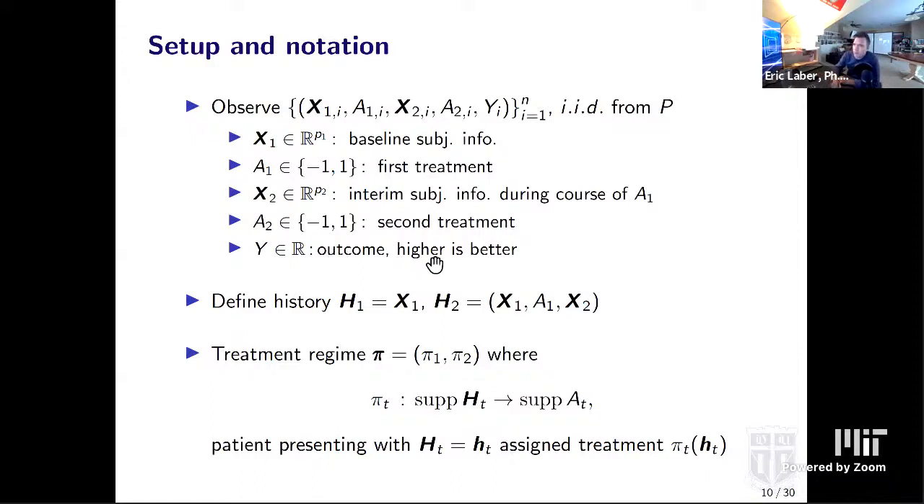It's coded so that higher values are better. And then just to make the notation more compact, we'll define the history H1 equals X1 and H2 equals X1, A1, X2. So Ht is the information you have at the time you're going to assign treatment t, for t equals 1 and 2. And then a treatment regime in this context, pi, is just a pair of functions pi1, pi2, where pi t maps a history to a recommended treatment. So if you were following pi, then if a patient presents with history Ht equals little ht, they'd be assigned treatment pi t of ht.